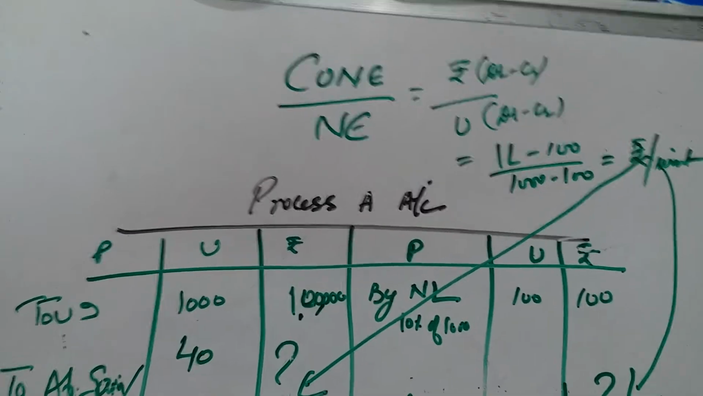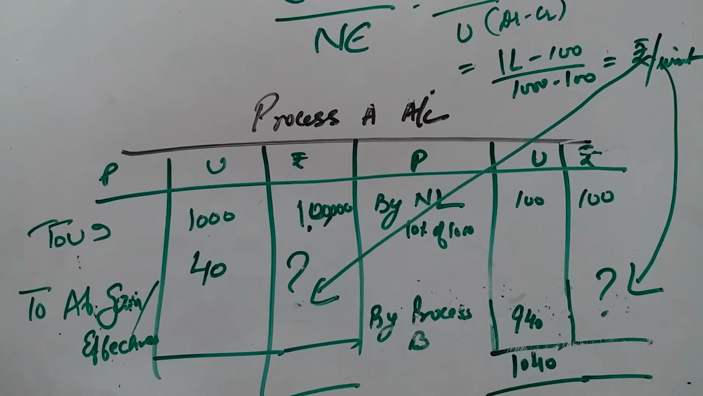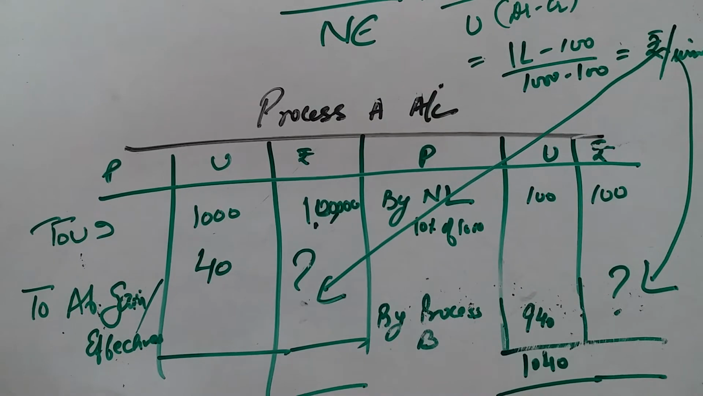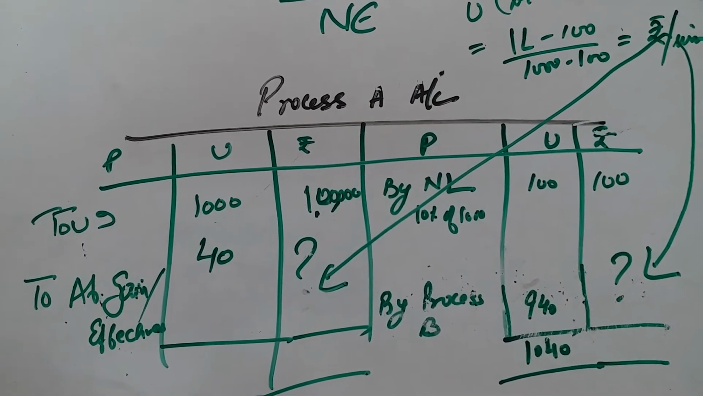So this is how. Now if I ask you what is the accounting treatment of the accounting entries which are passed for the valuation of abnormal gain.